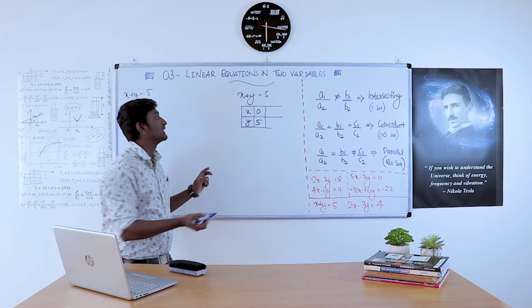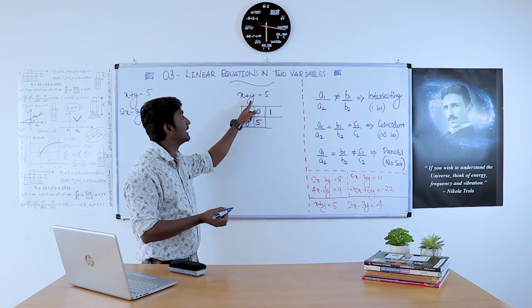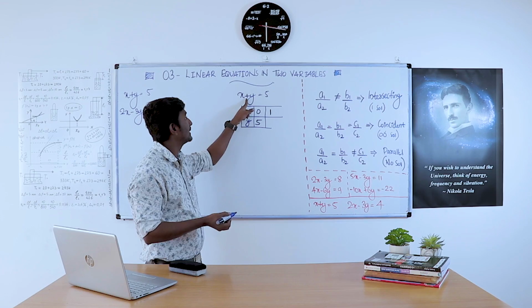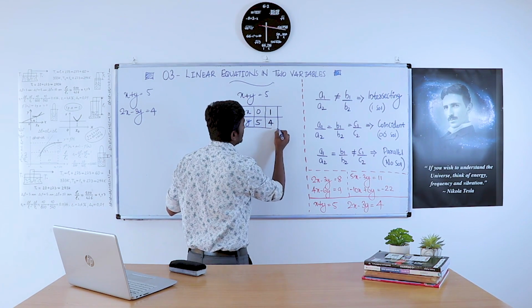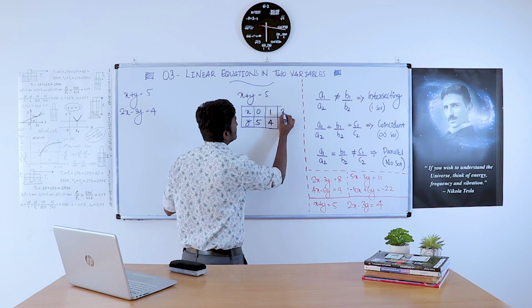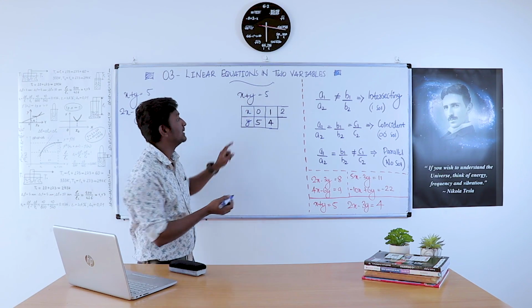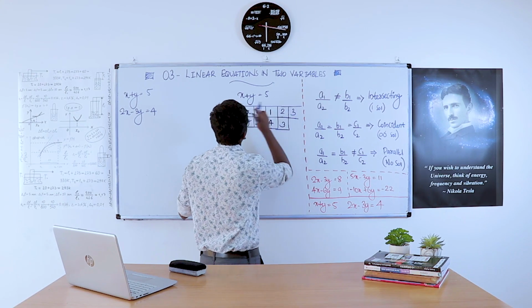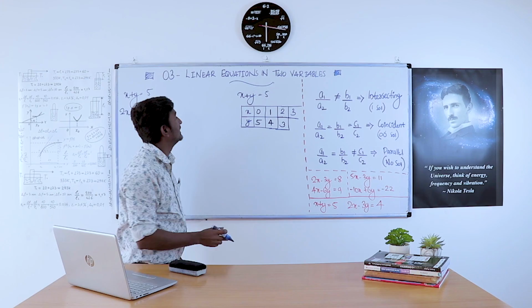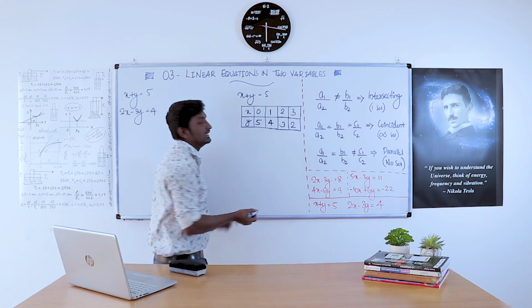What happens when x equal to 1? When x equal to 1, 1 plus y becomes 5, so y is 4. When x equal to 2, 2 plus y is 5, so y is 3. When x equal to 3, 3 plus y is equal to 5, so y is 2. So these are the values.